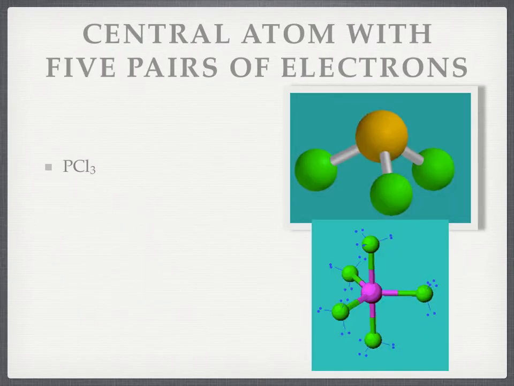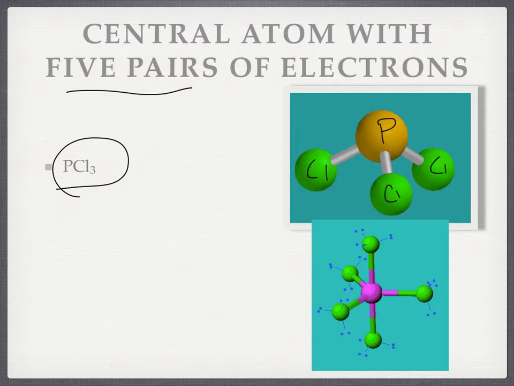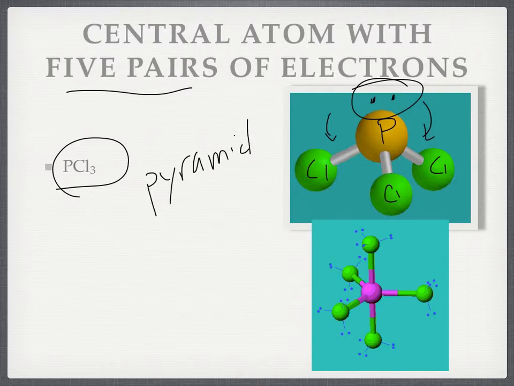Alright, so let's talk about a central atom with 5 pairs. Actually, let's talk about PCl3, which just has 3, and you can see that we've got phosphorus, we've got our chlorines, and we've got an extra pair of electrons up here that are forcing these away. If these were not here, this would be a trigonal planar one. But because they are here, they force it down, and it now becomes more what's known as pyramidal. So it looks more like a pyramid.